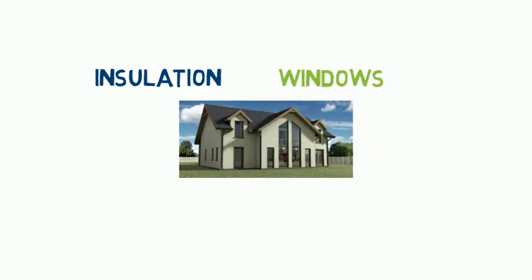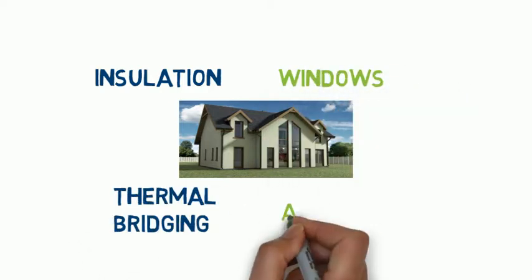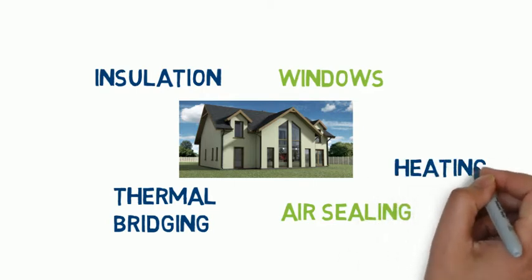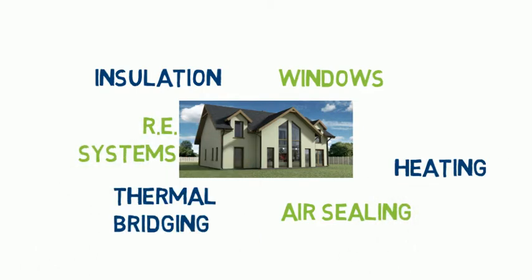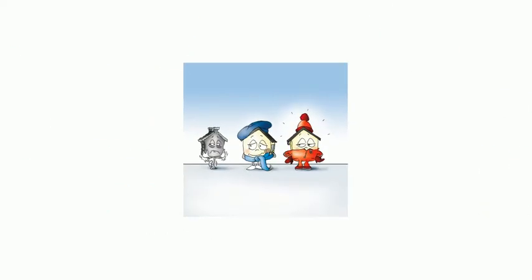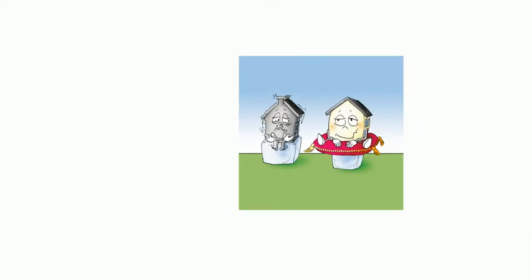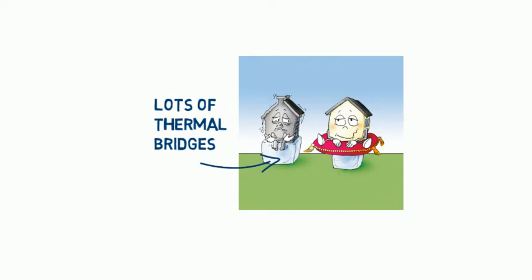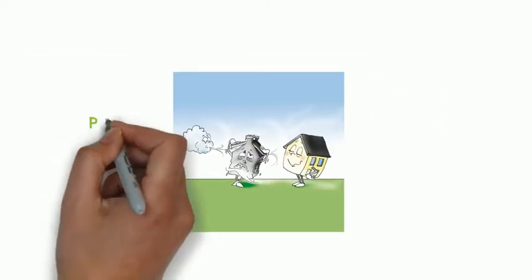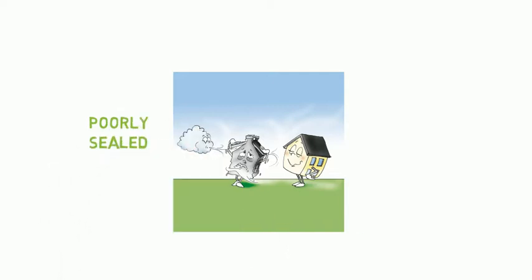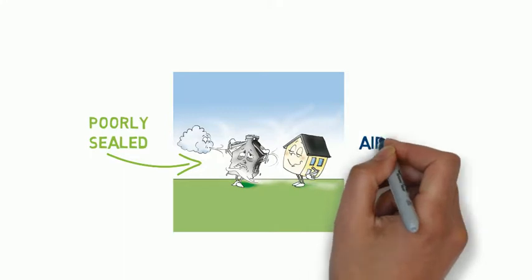Our system uses factors that significantly influence compliance with Part L, including insulation and window performance, thermal bridging, air sealing, heating devices, renewable energy systems, and ventilation strategies. A building with low levels of insulation and poor windows, as seen here on the left, will use more energy than those with increasing levels of insulation. Similarly, a building with lots of thermal bridges will be less efficient than one with none. A poorly sealed dwelling will find it hard to comply with Part L, whereas one that is more airtight will comply more easily.